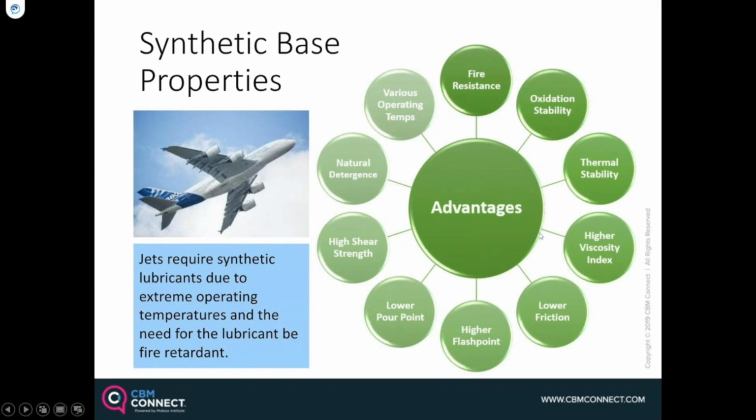Some of the other benefits are good oxidation stability. We talked about the thermal stability. We certainly touched on, and need to emphasize, that they typically have a higher viscosity index, which can lead to lower friction and less wear among the parts. They can have a higher flash point and a lower pour point, both good attributes to have. Because it's a very uniform molecule, it has very high shear strength. Some have natural detergency, and we touched on that they can operate over a wide temperature range.